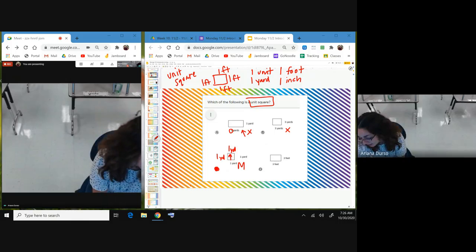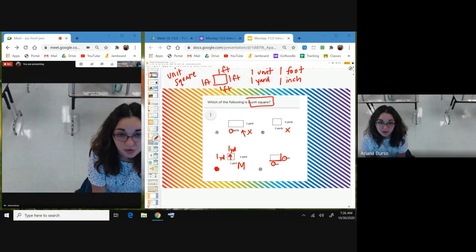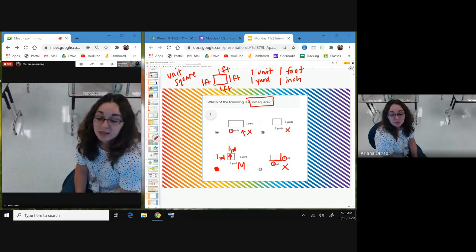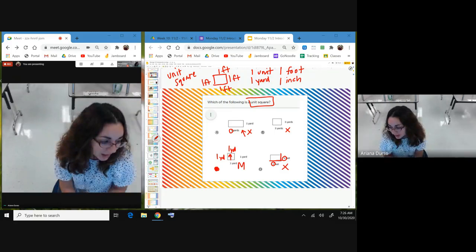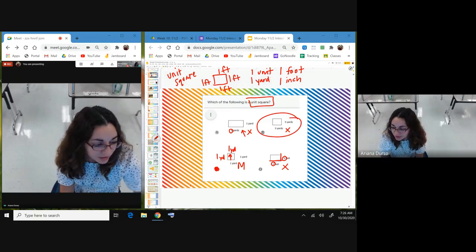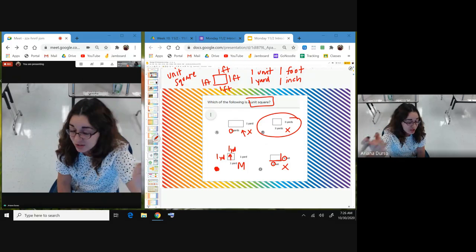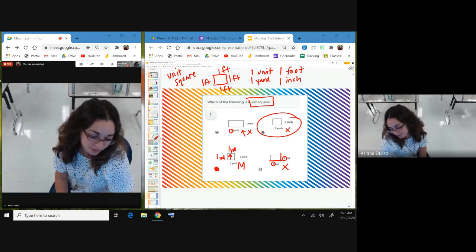Okay, D doesn't make any sense because it says this side is 3 feet, this side is 3 feet, but this side's long and that side's short. I thought they were equal, and it's a rectangle, not a square. So I'm going to say no, not my unit square. This was my only other square on the page, and I knew it wasn't the answer because unit squares each have each side 1 unit.